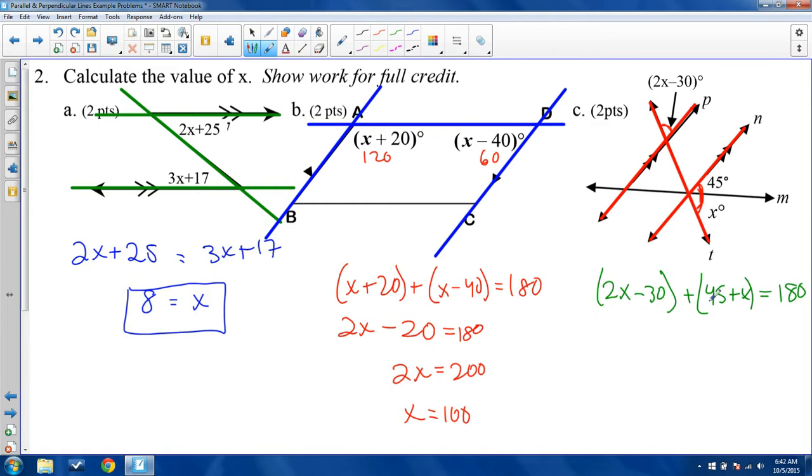Combine like terms: 2x plus x is 3x. Negative 30 plus 45 is 15. So 3x equals 165, and x, I think, is 55. If I'm wrong, I think I'll notice that pretty soon here. And again, you can double check your work and make sure that they add up to 180.